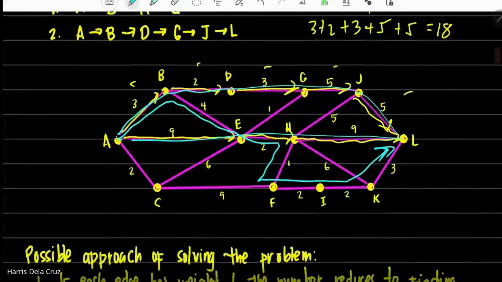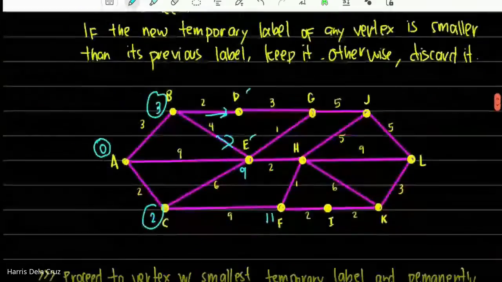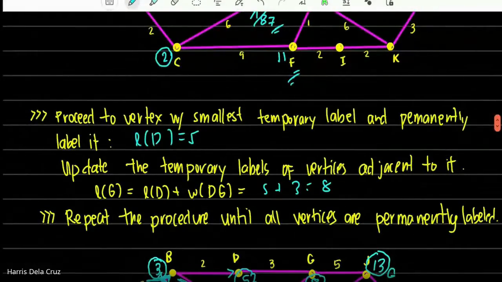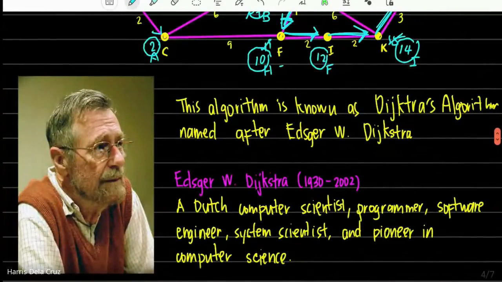Okay? Yan. So, ang tawag sa algorithm na ginawa natin, that's called the Dijkstra's algorithm. If you're doing a shortest path problem in your exposition, you've already probably heard of Dijkstra. So, si Dijkstra is a Dutch computer scientist, programmer, software engineer, system scientist, and pioneer in computer science. Ang pronunciation dyan ay Dike, yung J pronounced as Y. So, Dijkstra. So, pagka sa algorithm, Dijkstra's algorithm.